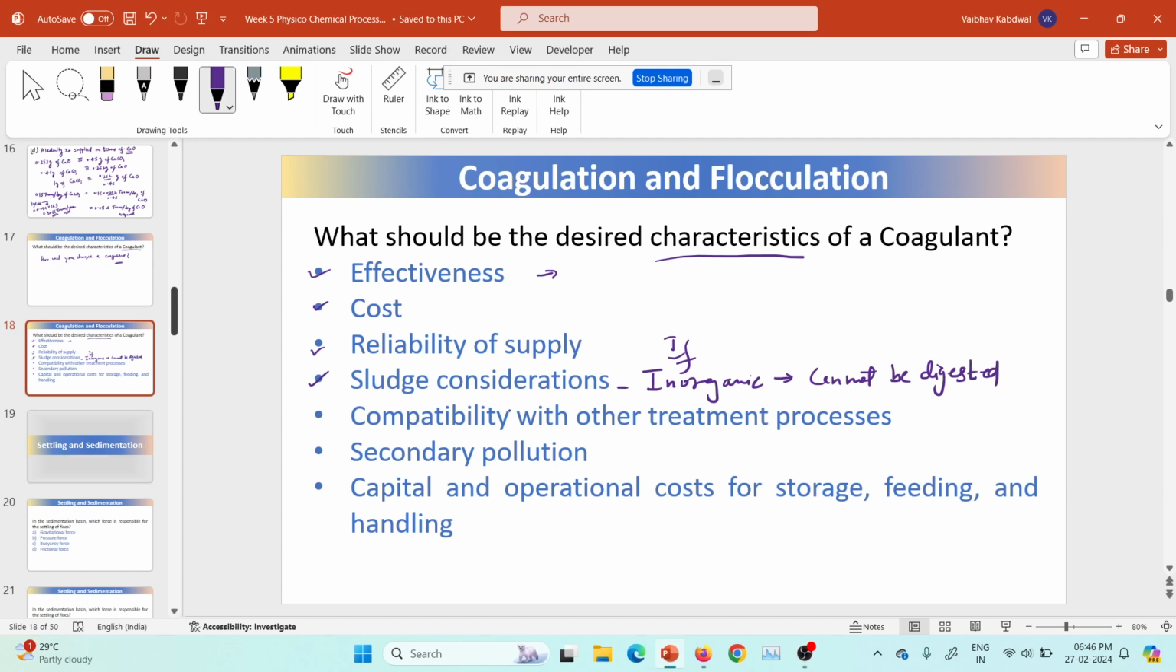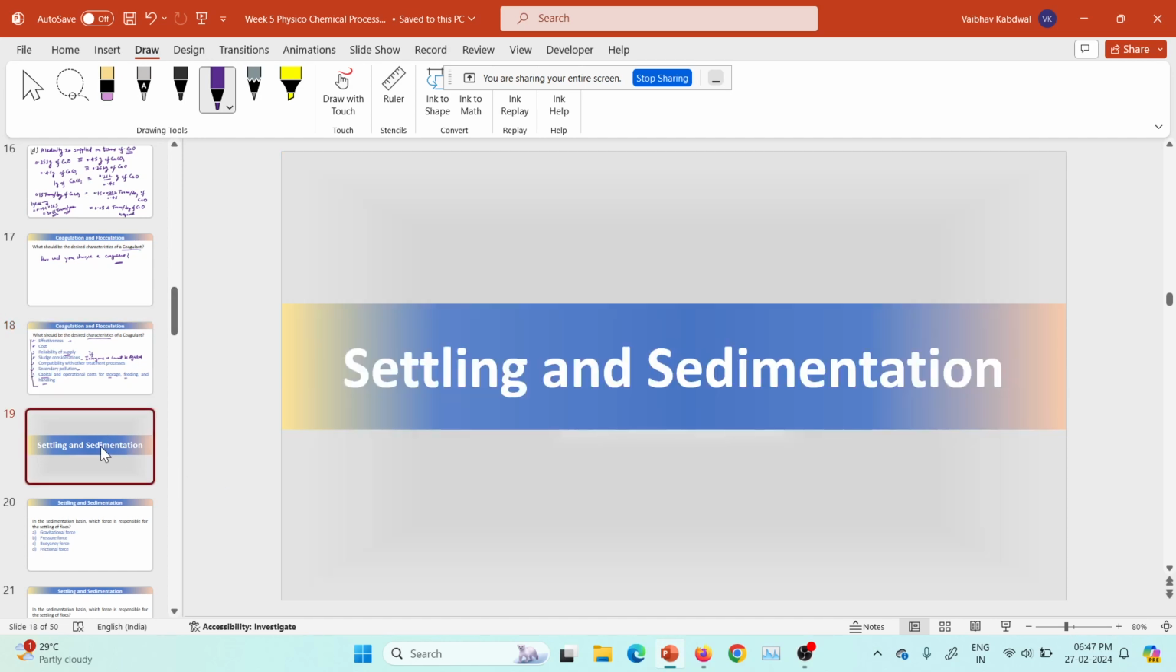Okay. Compatibility with other treatment processes. We need to check whether it is affecting the other treatment processes or not. Whether it requires secondary pollution treatment, otherwise you have to treat it further. Capital and operational cost for storage, feeding and handling. Because we need to store the stock if someone is supplying us, we need to have a stock. Different coagulants have different storage and handling requirements. So we need to see all these characteristics while choosing a coagulant.